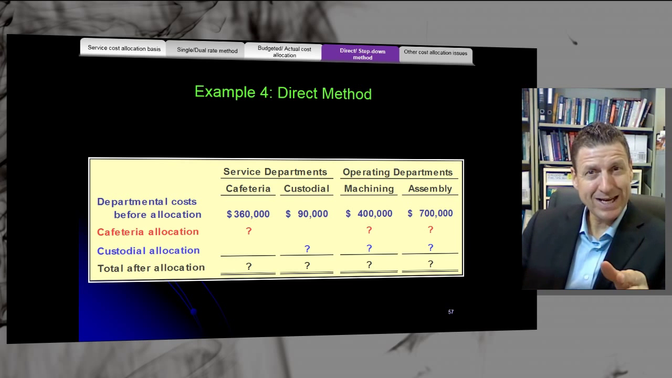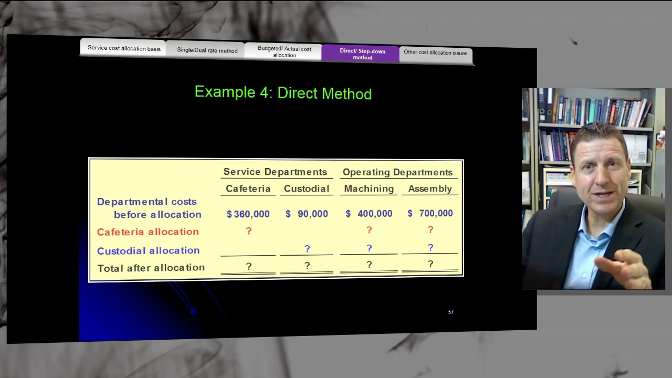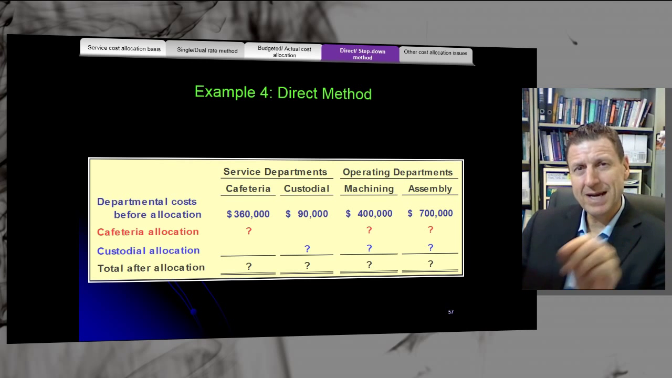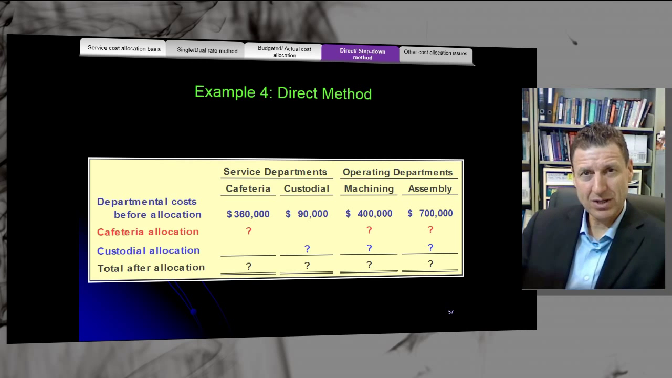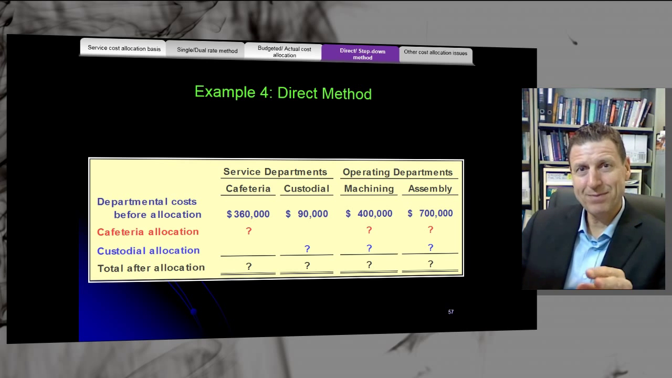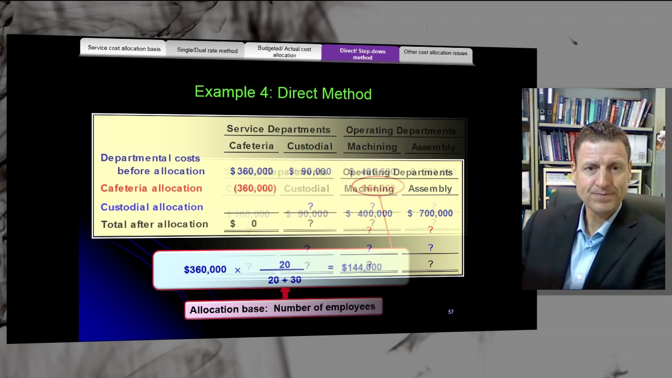So the big question here is, which do you go first? Do you go custodial first or do you do cafeteria? It's possible to do custodial, that is allocate that to both machining and assembly, and then cafeteria. Well, it doesn't matter with the direct method. With the step down method, you need to make that choice. But with the direct method, it doesn't matter. We can start with one, then we do the next. So let's have a look at cafeteria for the start, shall we?